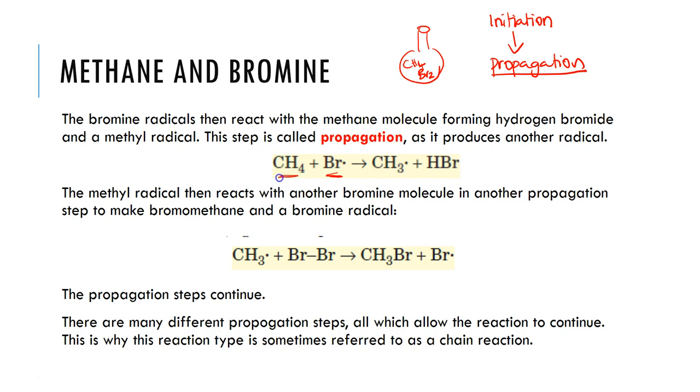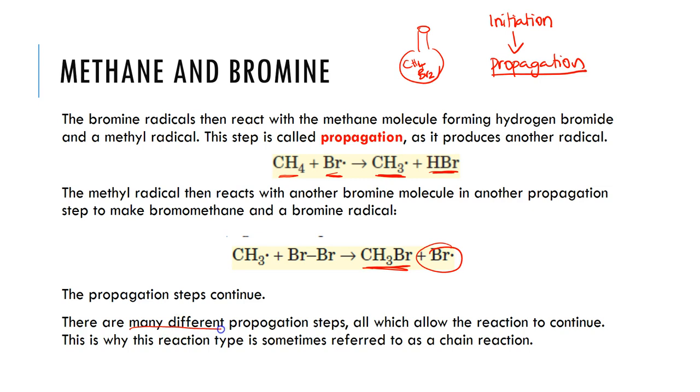If this radical collides with a methane molecule, it's going to swap out, pick up a hydrogen, forming HBr and generating a methyl radical. That's one propagation step. Because we've now generated this methyl radical, it can come into contact with a Br2 and we'll get CH3Br and regenerate a bromine radical, which can now go and hit another CH4 or hit a CH3Br and just keep making radicals, which can then collide and make new radicals.